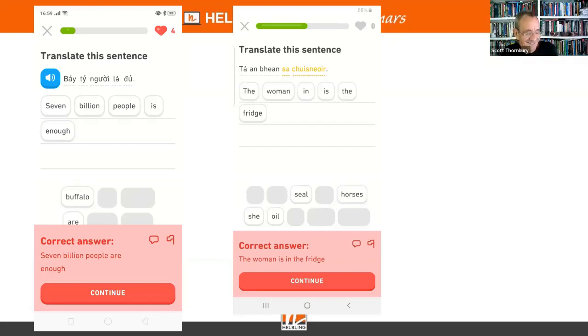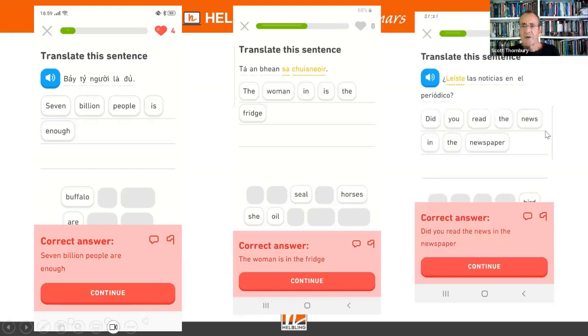Where is that woman who came to stay? Or this one I find very puzzling. Did you read the news in the newspaper? No, no, sorry. Correct answer was, did you read the news in the newspaper? Anyway, that's what's happening here.